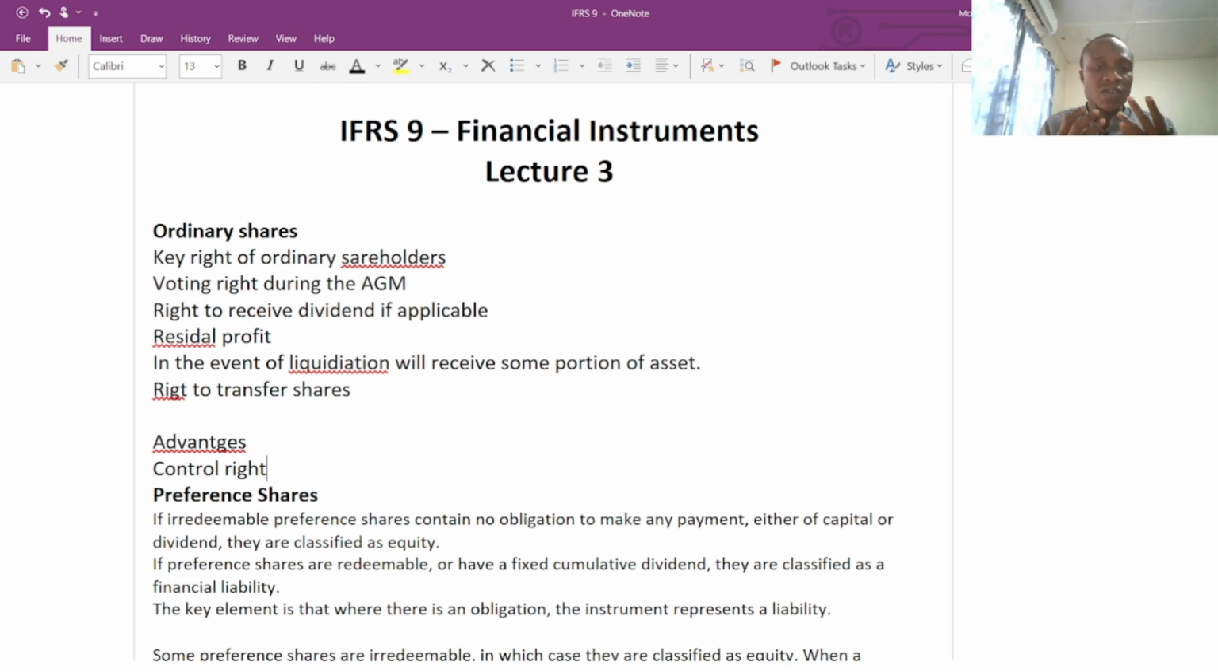For example, if I purchase 10% of company X's ordinary shares, it means I have 10% voting right in any decision that that particular company is going to make. So when they are going to make that particular decision, my input will be needed. My input will be required.